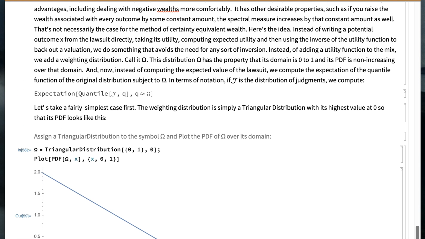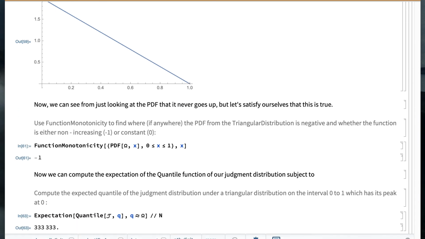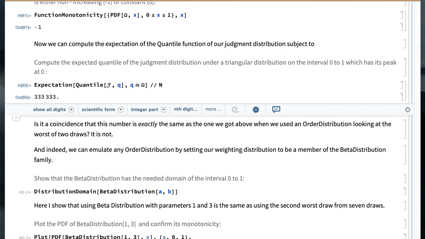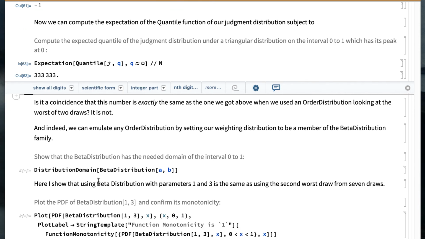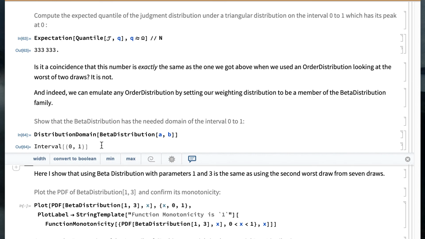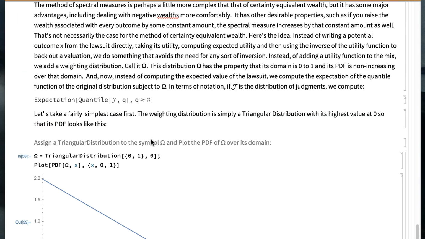And it is not a coincidence, because this method of spectral measures can emulate any order distribution just by setting our weighting distribution to be a member of the beta distribution family. So let's remember a few facts about the beta distribution. The beta distribution has a distribution domain from 0 to 1. Remember, that's one of the things that we needed.